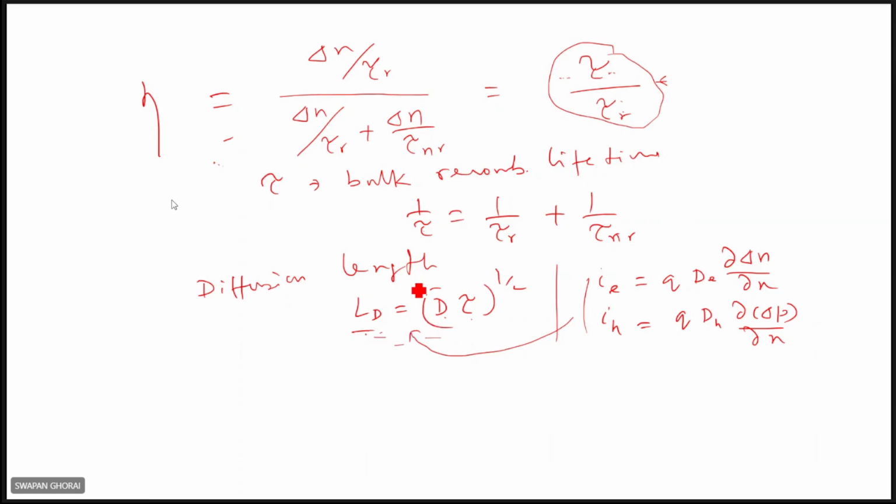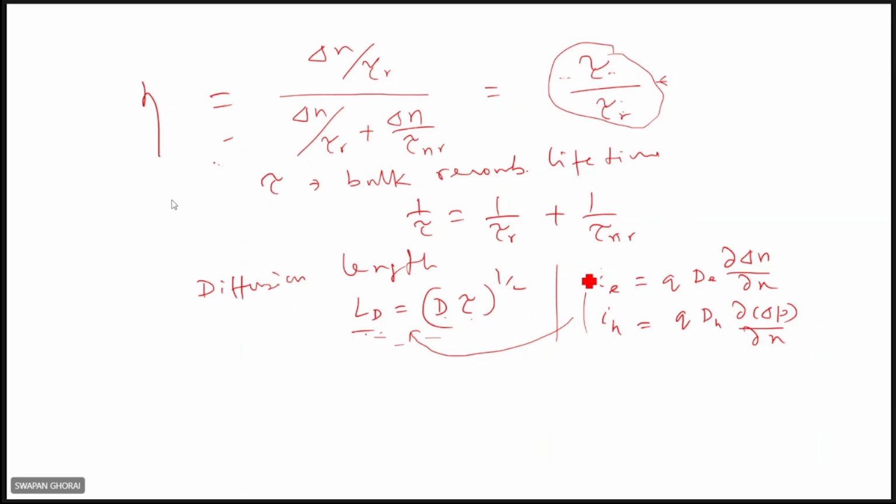When you inject carriers, excess carriers will be generated inside the p side, right? And then they will recombine, but they will move a certain distance before recombination. That distance is the diffusion length L_D, that is (D tau) to the power half. How can I get this relation? I think you know it.